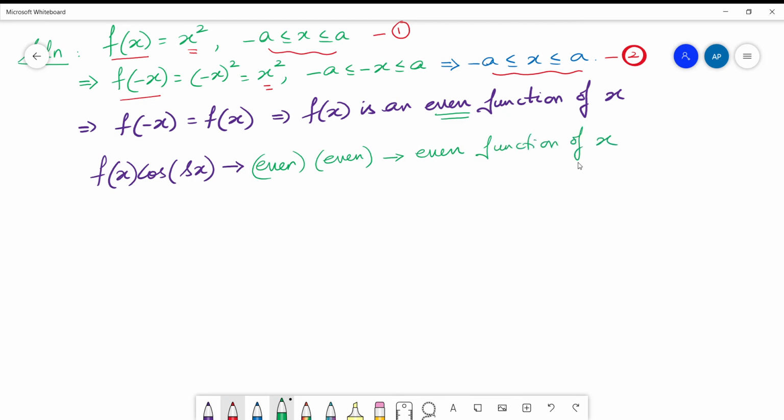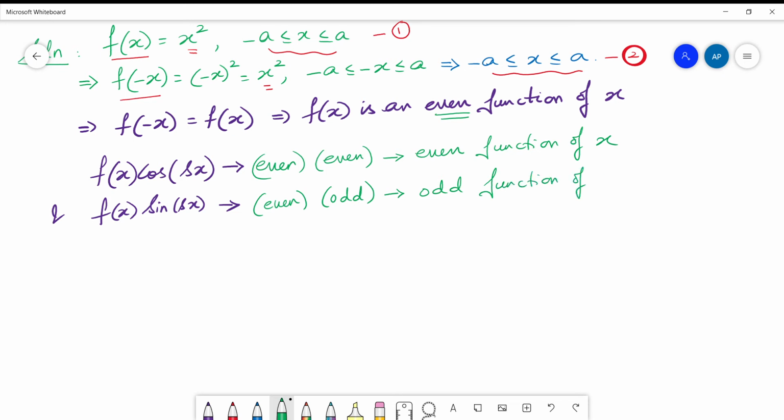And then look at the next function, f of x into sin sx. f of x that we found is even. Sin is always an odd function. What is the product of the two? It is an odd function. So f of x into sin sx is an odd function of x. So the nature of f of x is even, the nature of f of x cos sx is even, and f of x sin sx is odd. What we wanted to do in step 1, we have completed. Now take up the definition.